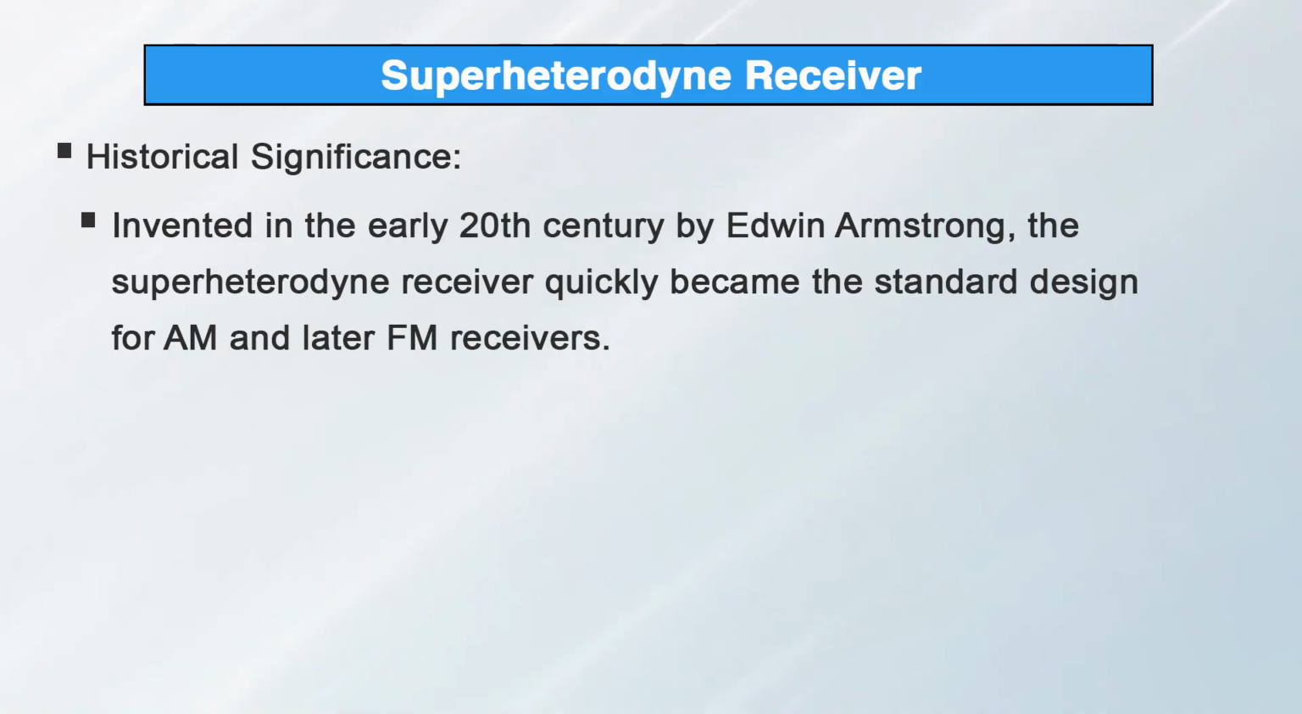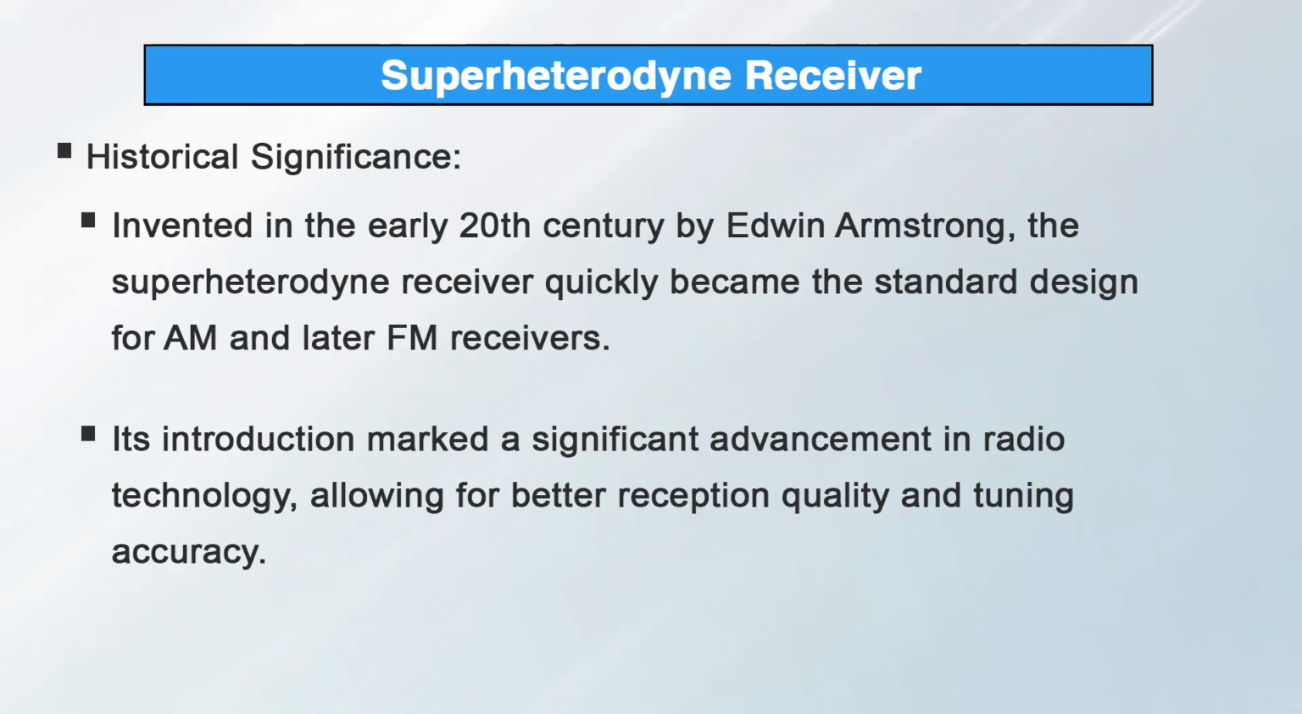There are some disadvantages too: more complex circuitry and design compared to a TRF receiver, and the initial cost and complexity may be higher. Invented in the early 20th century by Edwin Armstrong, the superheterodyne receiver quickly became the standard design for AM and later FM receivers. Its introduction marked a significant advancement in radio technology, allowing for better reception quality and tuning accuracy.